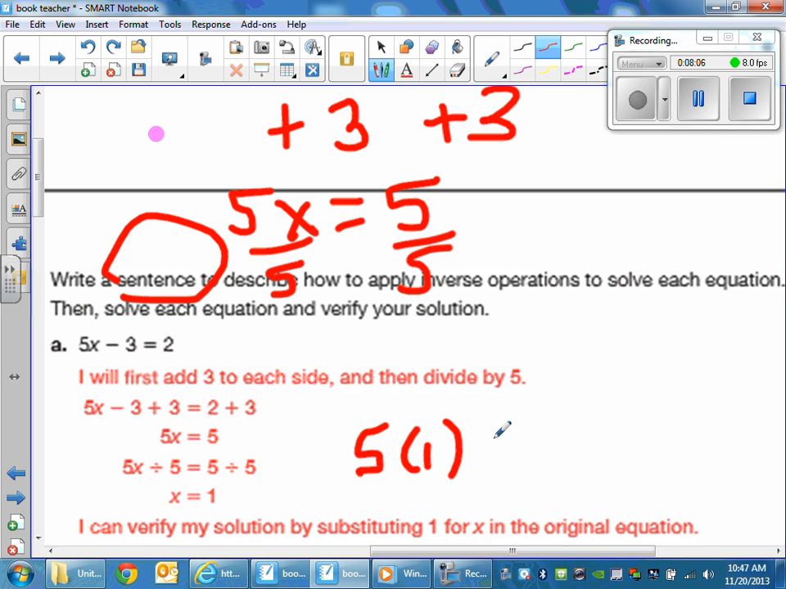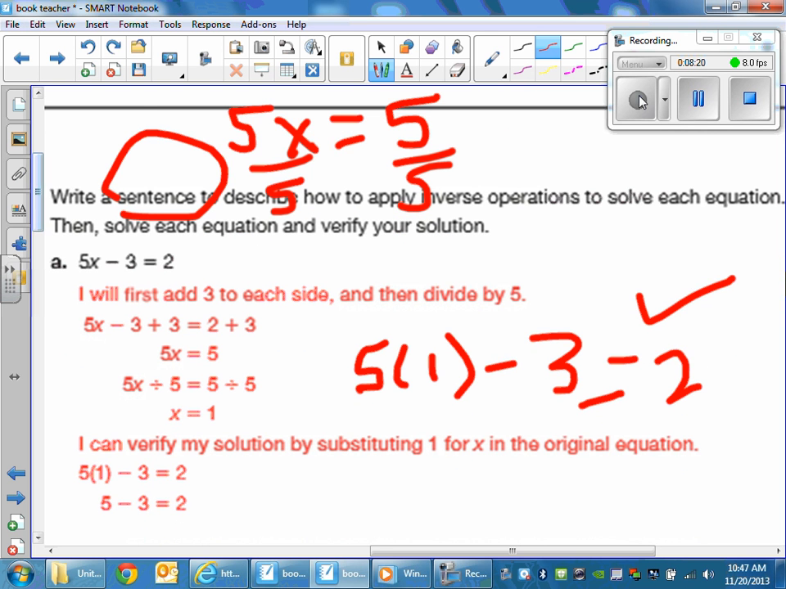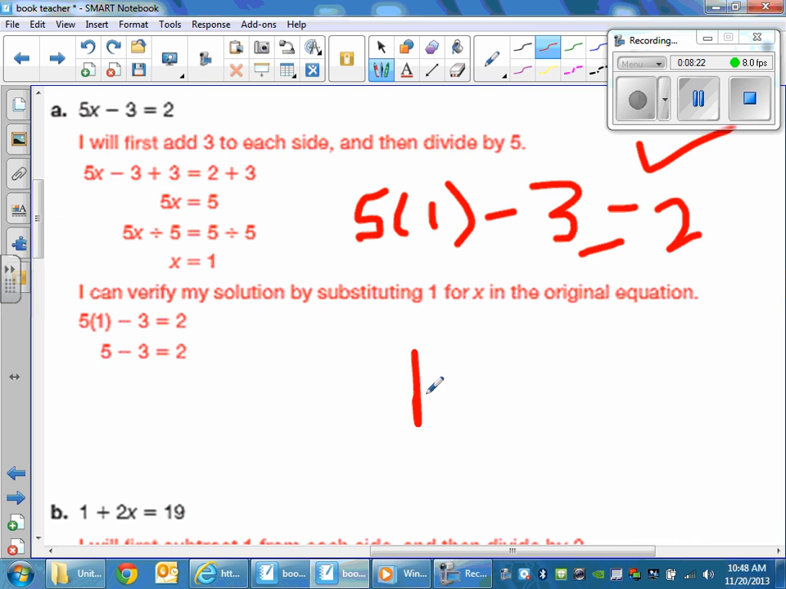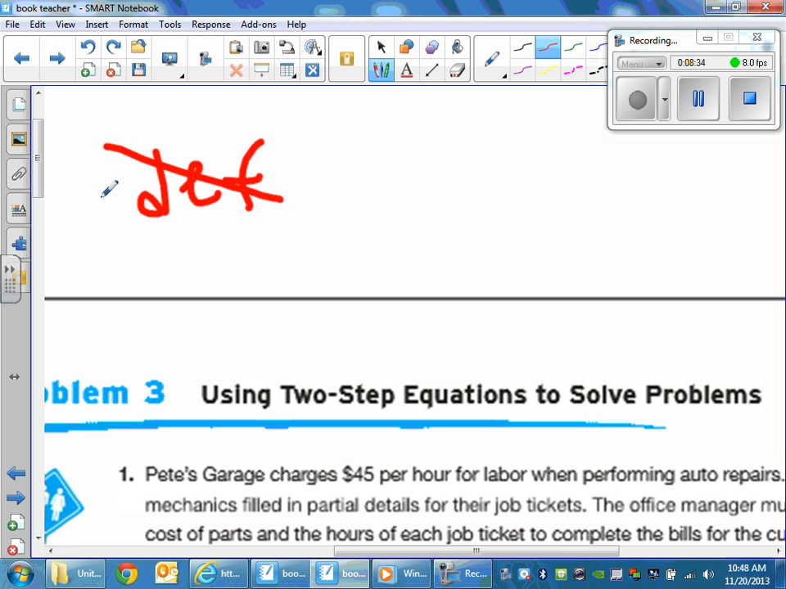5 times 1 minus 3. 5 times 1 is 5. Minus 3 equals 2. 5 minus 3 is 2. Check, check. It worked. I want you to try the next one, B and C, on your own for homework, and we can compare and share tomorrow in class. So do B and C. Do not worry about D, E, or F. You can skip that page.